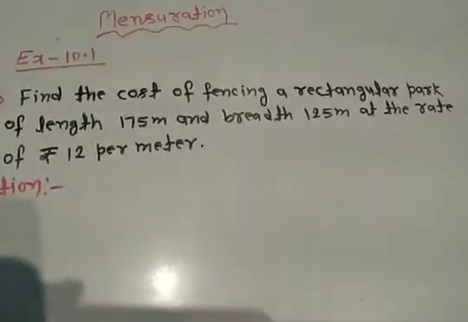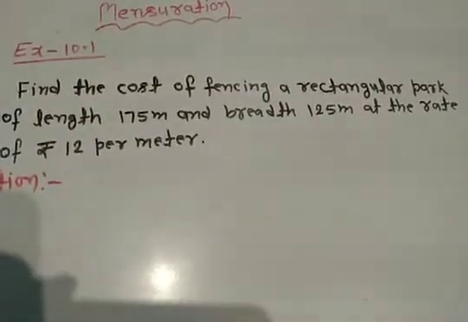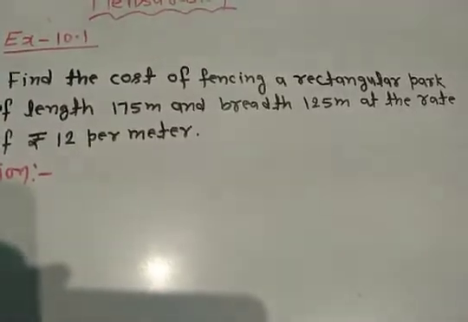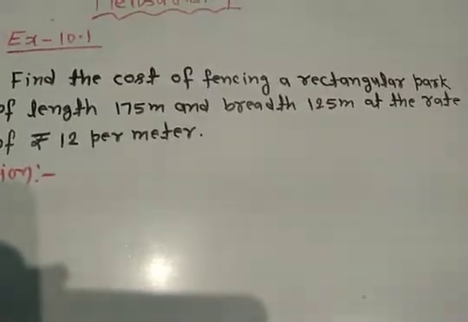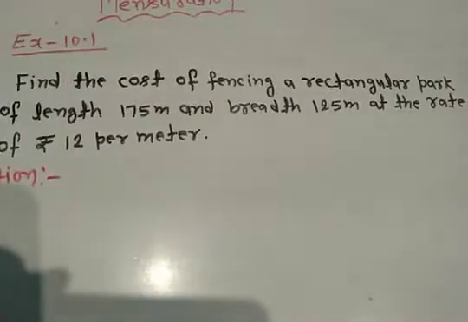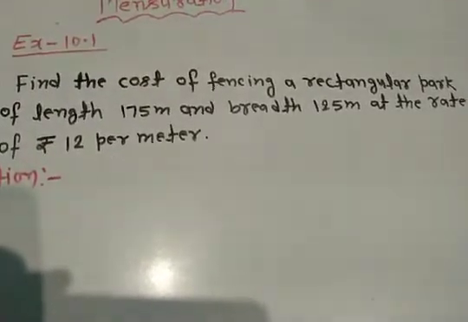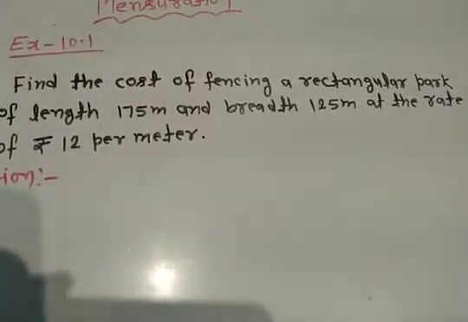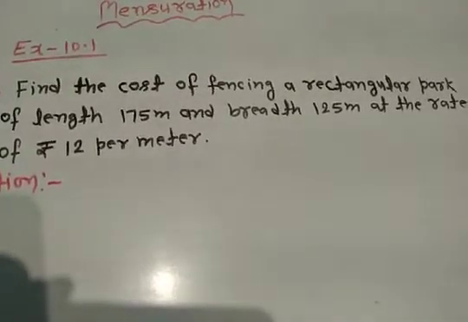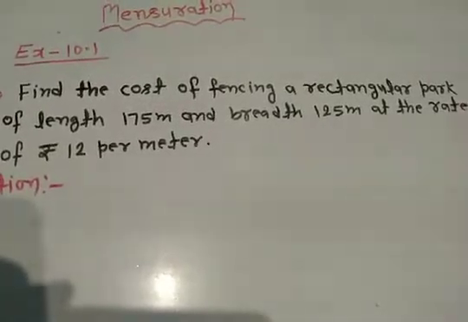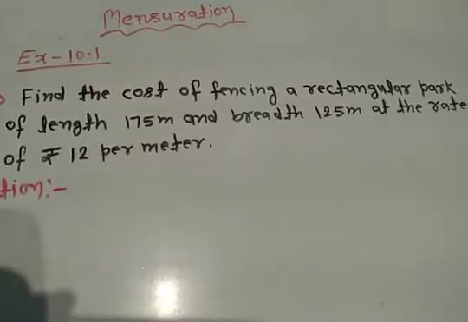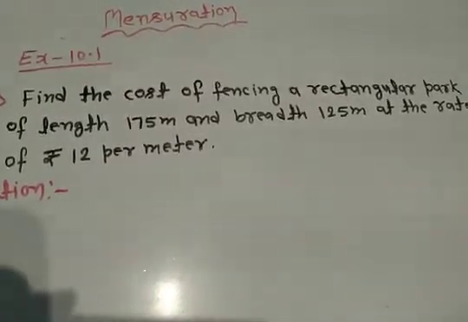So for the cost of fencing, first we find the perimeter of the rectangular park. We use the formula: perimeter of a rectangular park is equal to 2 into length plus breadth. In this way we find the length of fence, and the per meter cost of fencing is given, 12 rupees. So the perimeter is the length of fence. If we multiply the length of fence by 12 rupees, we obtain the cost of fencing. Let's see how to solve it.